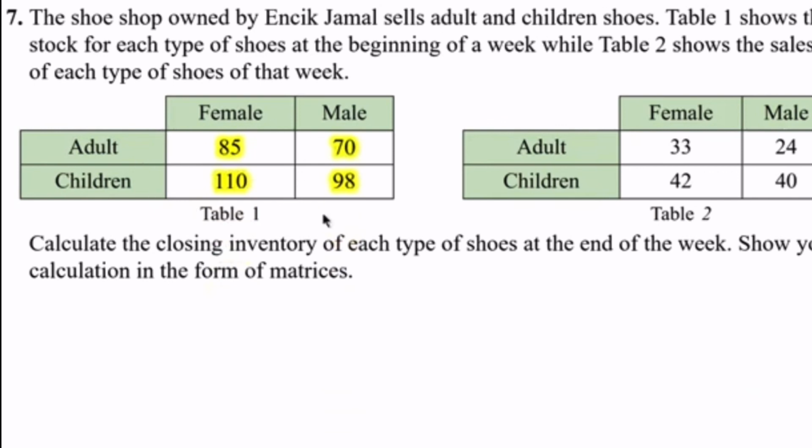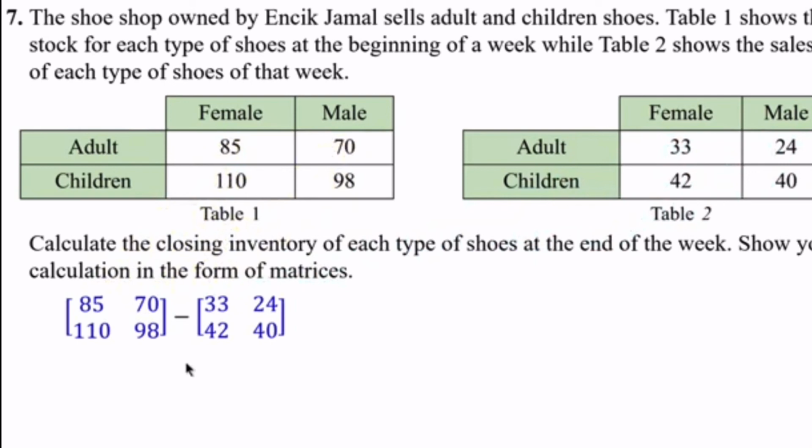So let's highlight row and column. It looks like it's 2 by 2. We can convert the table into a matrix as I mentioned earlier. Matrix is representing a table. So we have 85, 70, 110, 98, and we have 33, 24, 42 and 40. So we are going to calculate the balance of the stock, right? So we need to subtract.